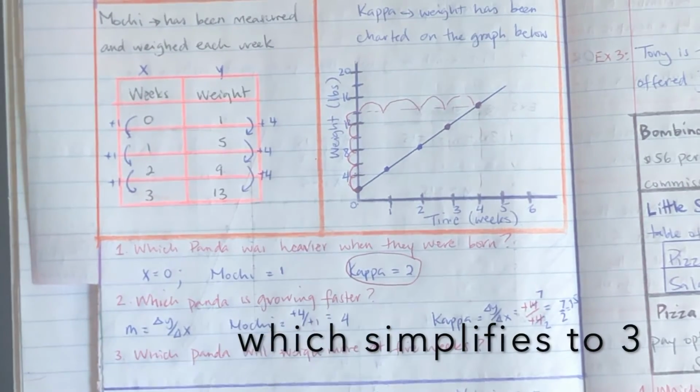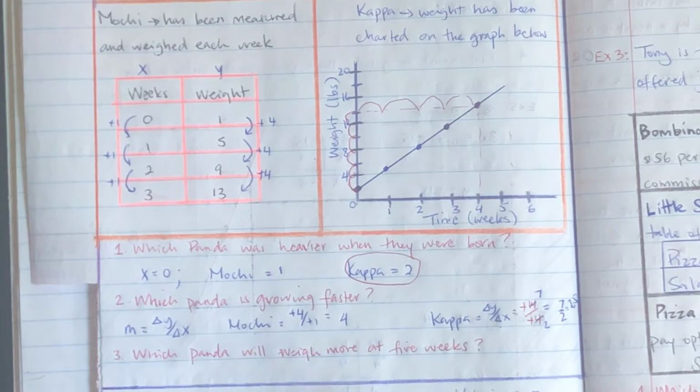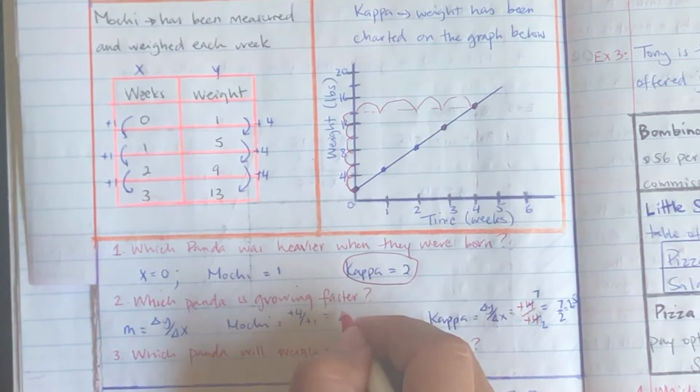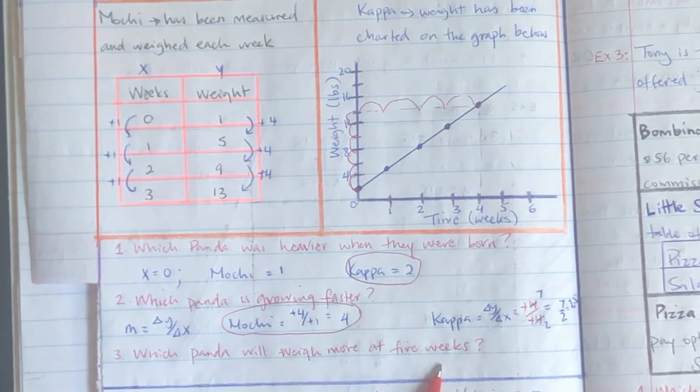Okay, so which panda is growing faster? The one that's growing at a rate of 3 or the one that's growing at 4? Well, the one that's growing at 4 is getting faster because that's the bigger number. So Mochi is going faster. Which panda will weigh more at 5 weeks?